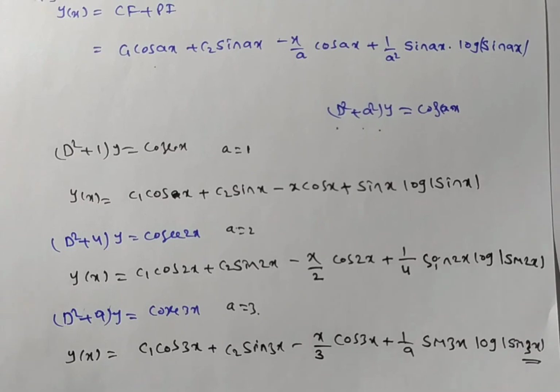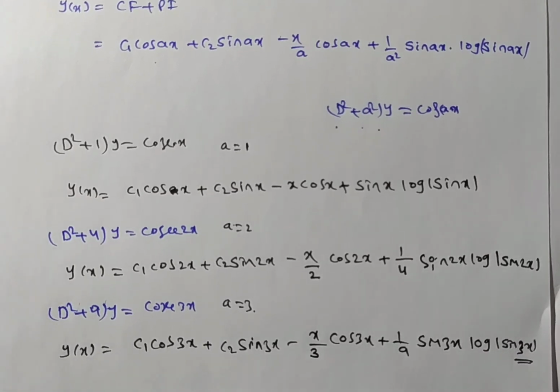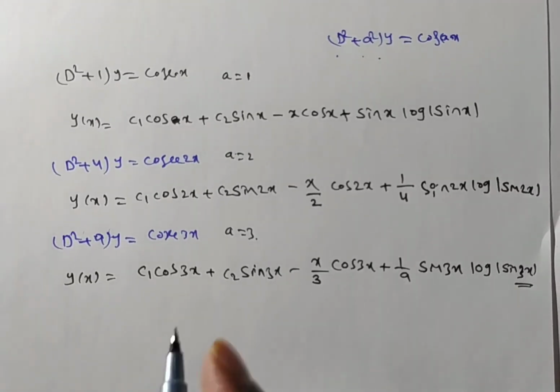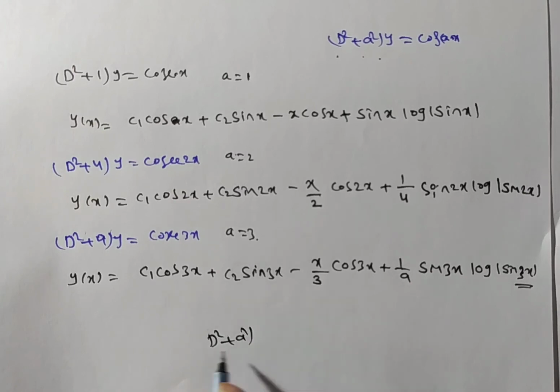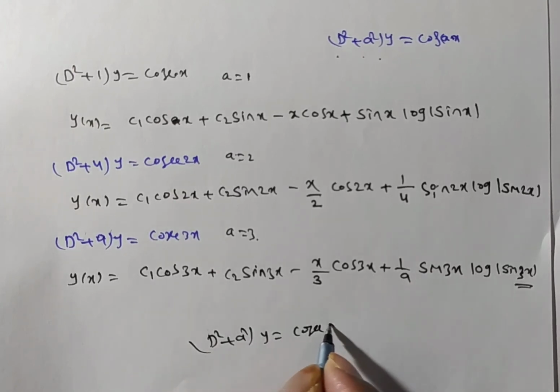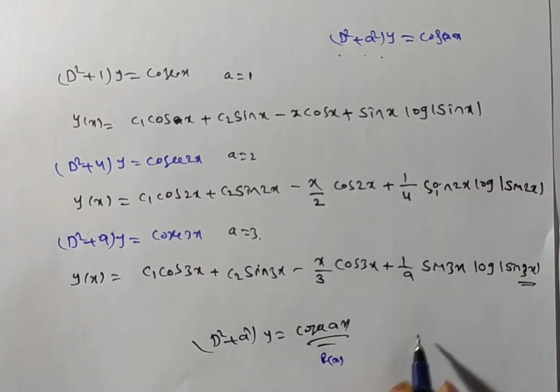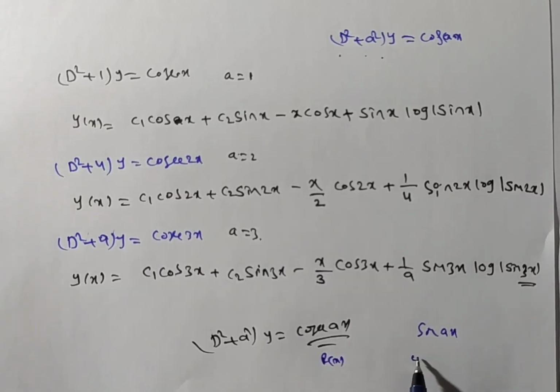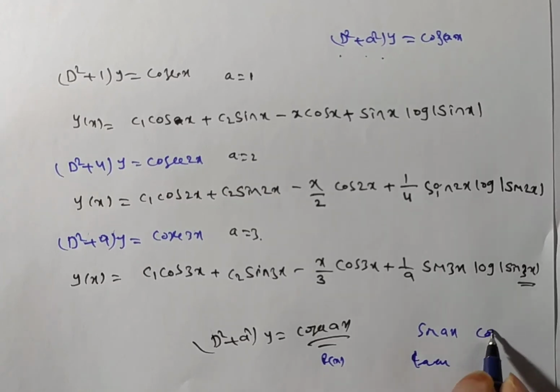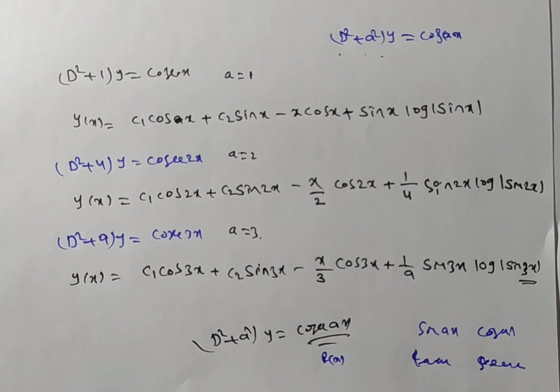So this is the procedure to solve the differential equation by variation of parameters. Friends, you see, the given problem is d square plus a square into y is equal to cosecant ax. So r of x here is cosecant ax. Then you can replace this with sin ax, tan ax, cos ax, next secant ax, like that we can do. In the next problems we will solve these types, with r of x replaced by sin ax or cos ax.